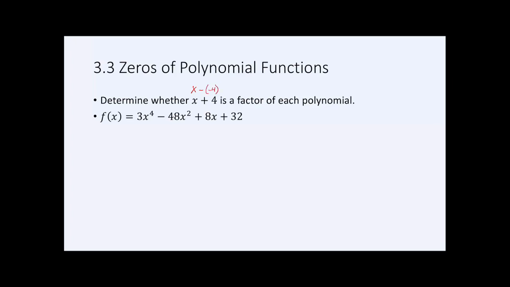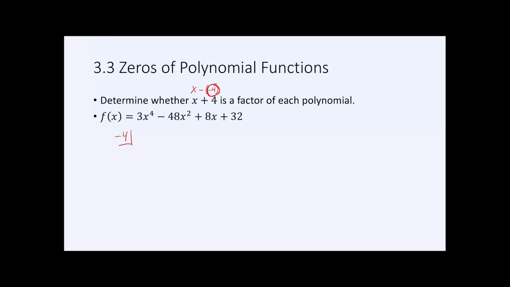As we look at this, the first problem says that we want to determine whether x plus 4 is a factor of the polynomial. Now, remember, we're talking about x minus something. It needs to be in this form, x minus k. So x plus 4 is the same thing as x minus negative 4, because we know that minus a negative does make it positive. And so the number we're going to use in our synthetic division is this negative 4.